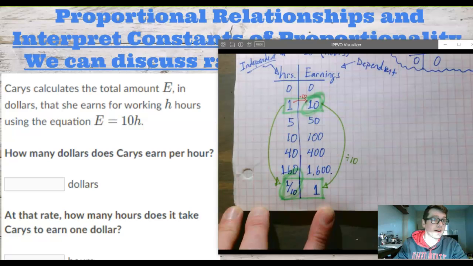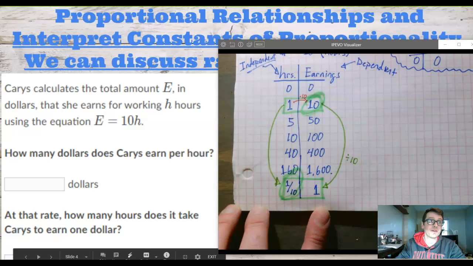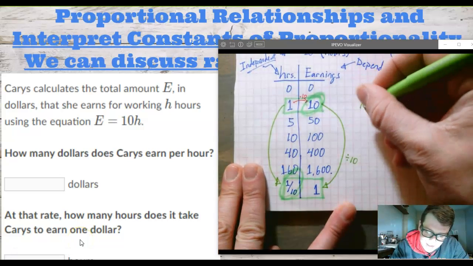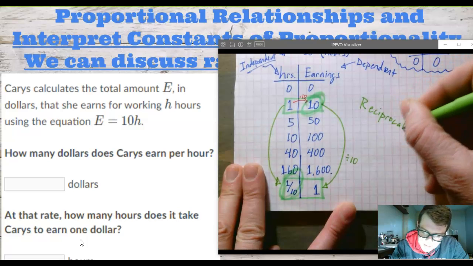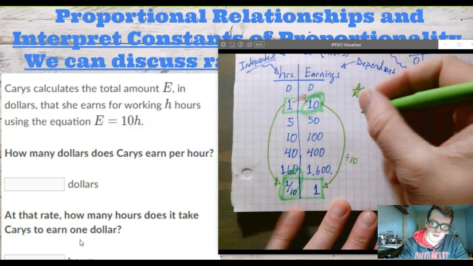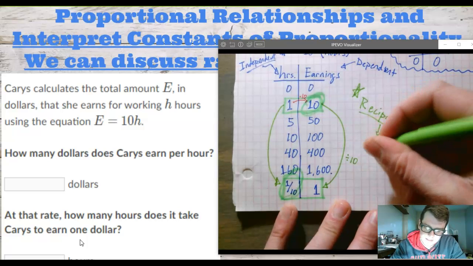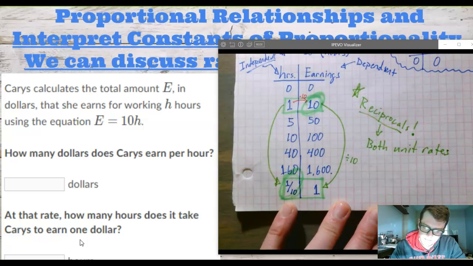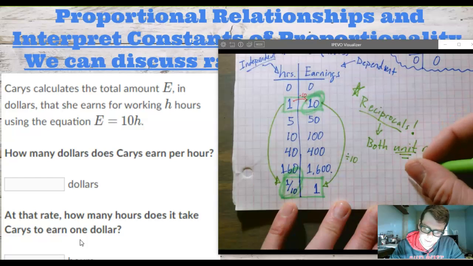That is 6 minutes. You are correct. Those are reciprocals, right? So when it asks you the 1 hour versus the $1, those are the two questions it asks you. Those values are reciprocals of each other. And actually, those reciprocals are both unit rates. And remember, the unit rate is per one of something.